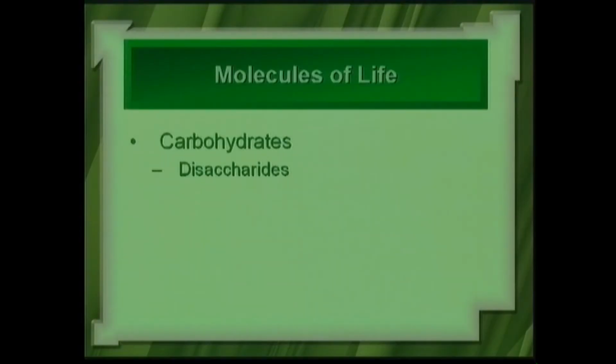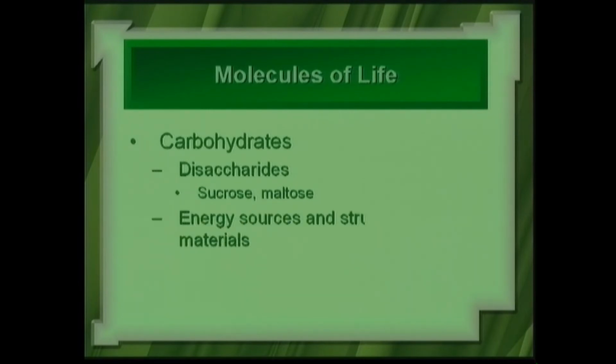So we talked about monosaccharides, and the most important ones to remember are glucose, fructose, ribose, and deoxyribose. Now disaccharides have 2 sugar units making them up. One of them is sucrose. Sucrose happens when you have one fructose molecule covalently bonded to a glucose molecule. Those 2 bonded together make up a disaccharide known as sucrose. We know it as table sugar. Another kind of disaccharide is called maltose. It's 2 glucose units bonded together in a covalent bond. So these carbohydrates serve as energy sources and also structural materials.